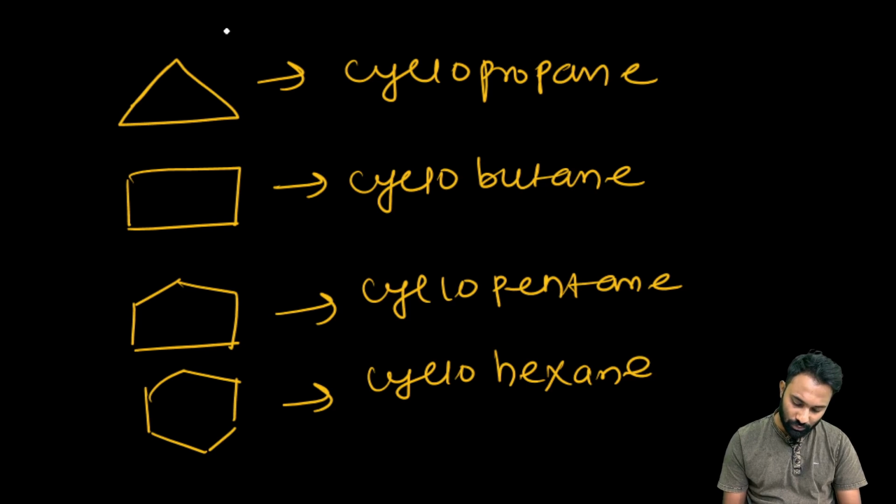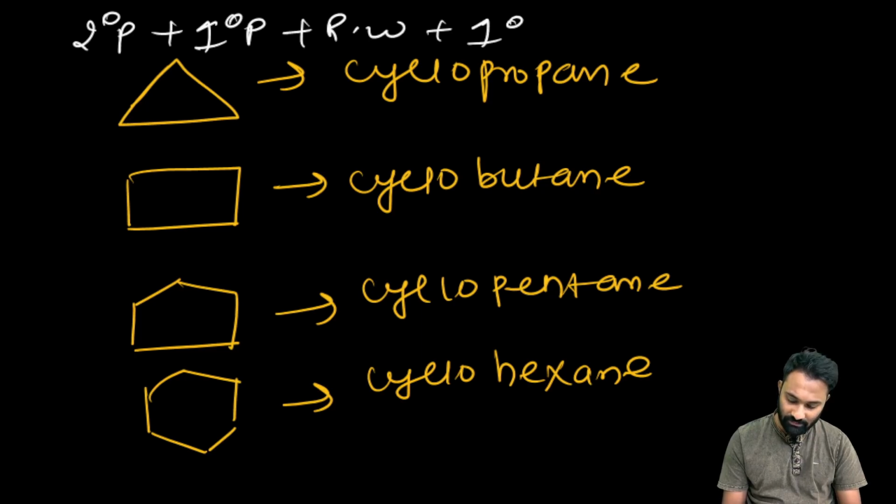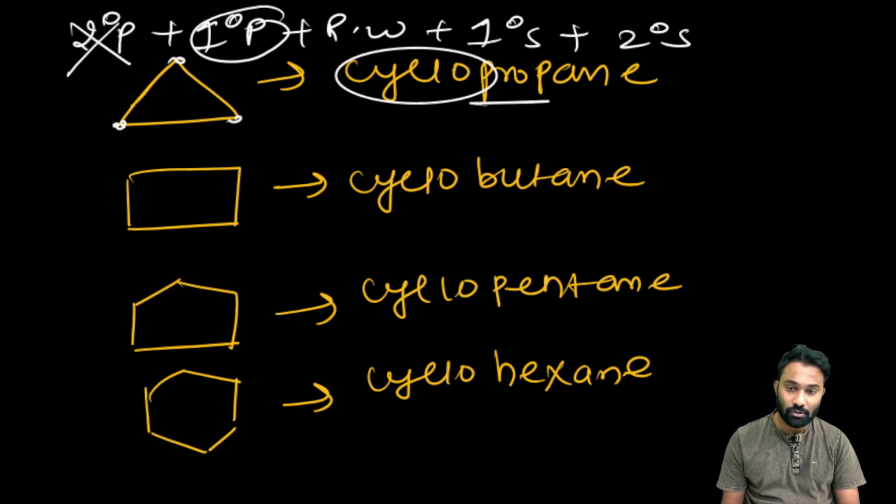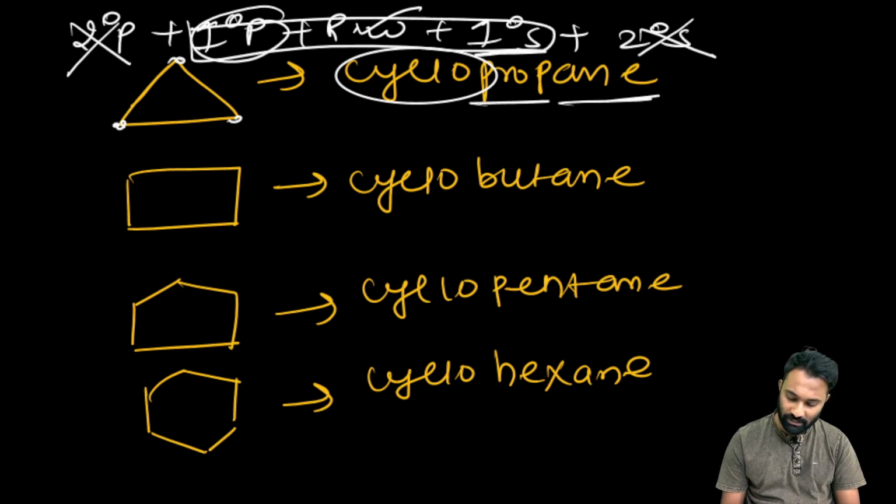Now we have to use 2 degree prefix plus 1 degree prefix plus root word plus 1 degree suffix plus 2 degree suffix. Any substituents are there? No. 2 degree prefix is cancelled. Now 1 degree prefix, ring it is there. If ring is present, then we have to use cyclo. Then root word, how many carbons? 1, 2, 3. 3 carbons. Prop. Done. Now all are which one? Single bonds. So ane. Is there any functional group? No. Cancel out. 1 degree prefix, root word plus 1 degree suffix.